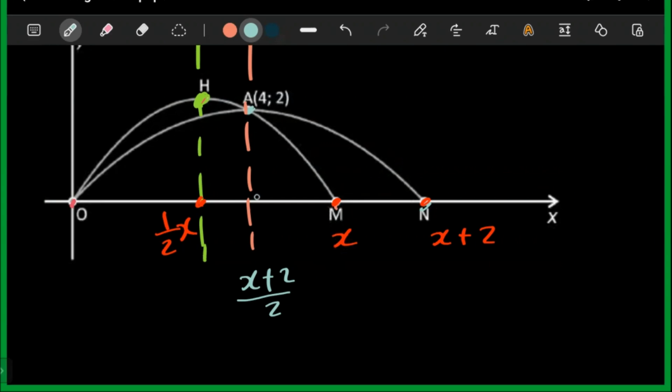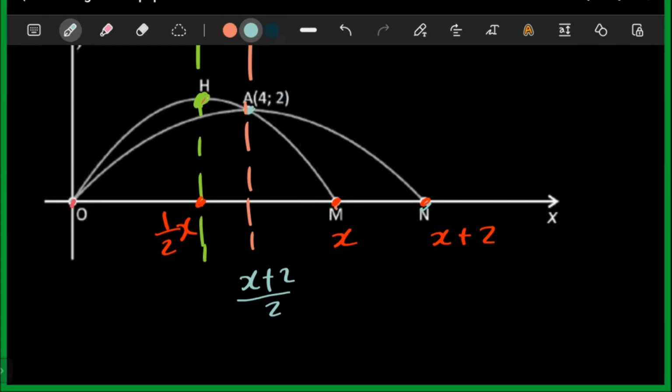And then here we just know it's half of that. And then after that, let's see, this is x, right? And then half of that. And then here, this is x plus 2, and then half of that. So let's see what we can now do.